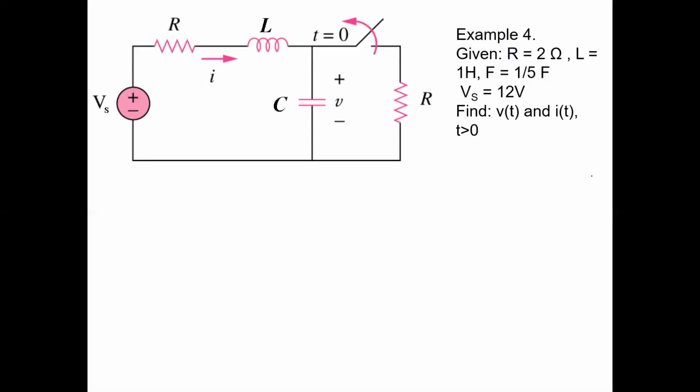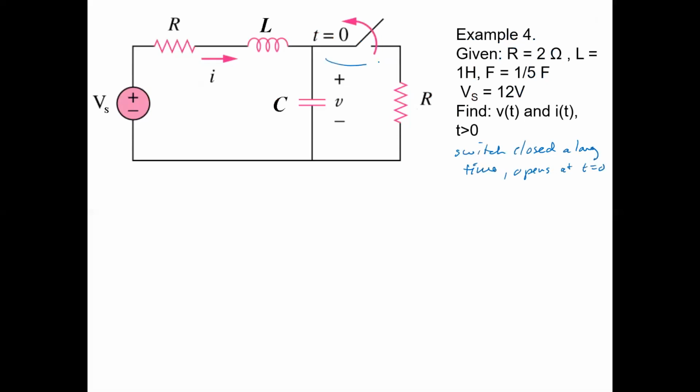But here we have an RLC circuit, and the switch is opening up across the resistor that's connected to the capacitor. And of course they don't tell you this, the switch is closed a long time. And it opens at t equals 0.